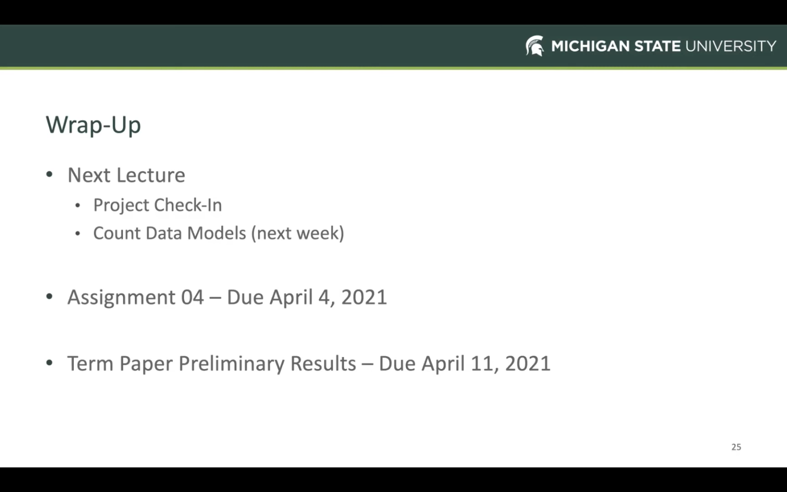And lastly, assignment 4 is due this Sunday. And then, like I said, we're looking for preliminary results, hopefully a week thereafter. That would allow me a chance to give you some feedback so that you get a couple weeks to finish up and revise those analyses prior to the final project being due.